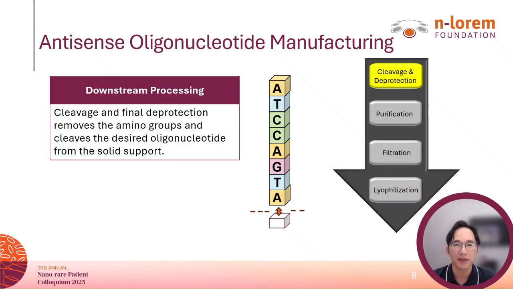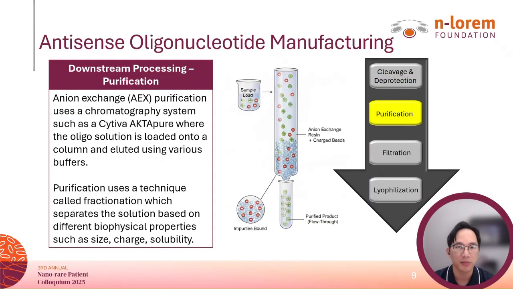Following the isolation of the desired oligonucleotide sequence, we proceed with downstream processing. Cleavage and final deprotection removes the amino groups and cleaves the desired oligonucleotide from the solid support. Anion exchange purification uses a chromatography system such as a Sartorius ActiPure, where the oligo solution is loaded onto a column and eluted using various buffers. Purification uses a technique called fractionation, which separates the solution based on different biophysical properties such as size, charge, and solubility.